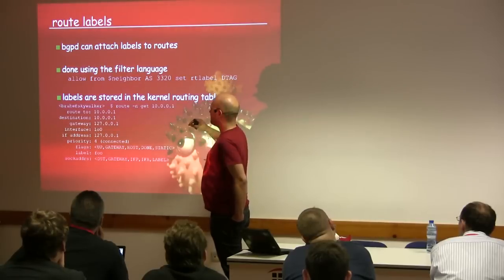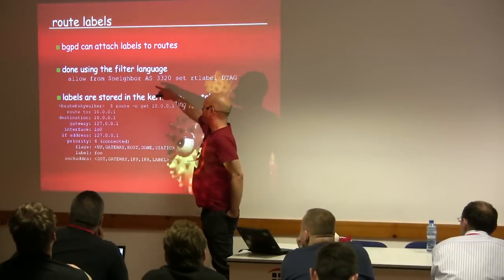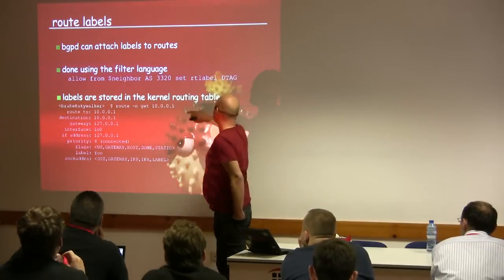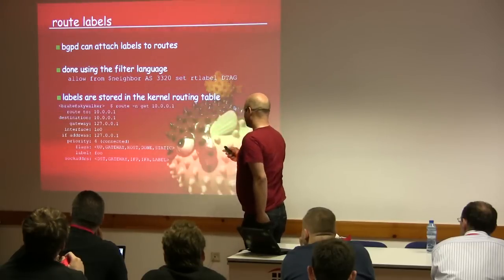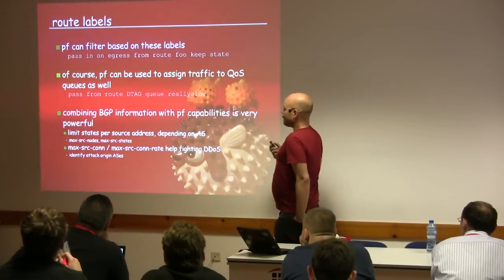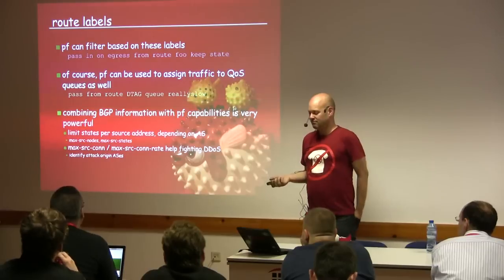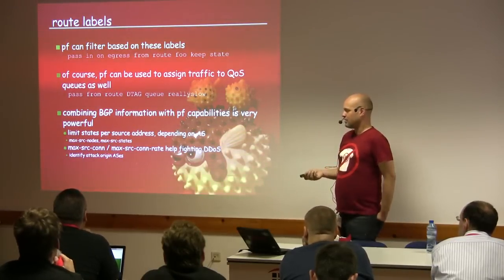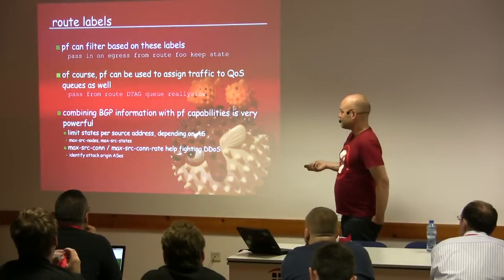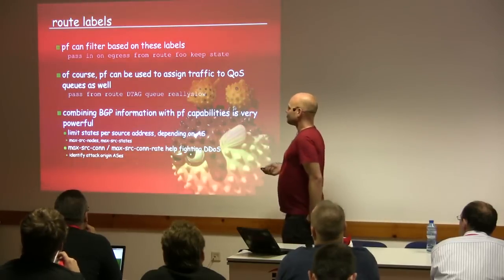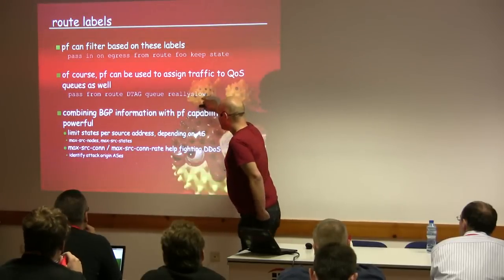It's being set in the BGP filter language. So here we match everything from a specific neighbor, from a specific autonomous system, and add that specific label that then ends up in the kernel routing table. PF can filter based on those labels. As said, you can block traffic based on that, but it's much more interesting to use that for other bits, like quality of service processing. So you can put all the routes that point to a specific ISP into a specific queue.